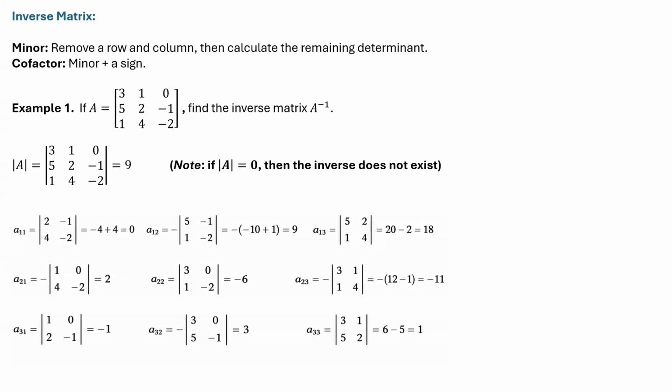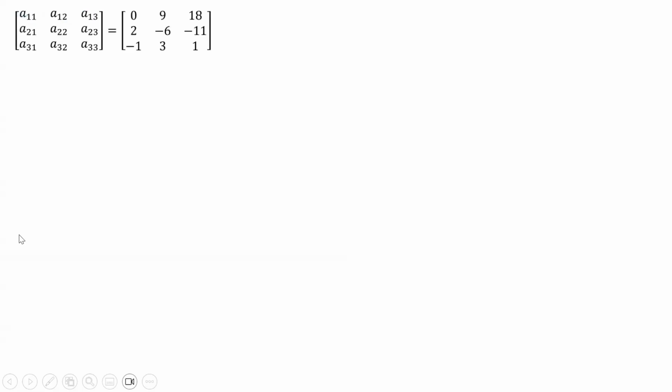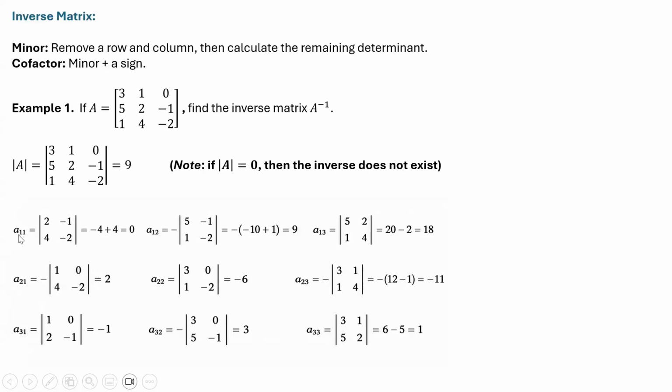Now, I have written here A1,1. In 1,1, the first one means row, the second one means column. So first row, first column. First row, this one, and first column, this one. If you eliminate these two, what are you going to have? 2 minus 1, 4 minus 2. And then you will solve this, you will get 0.